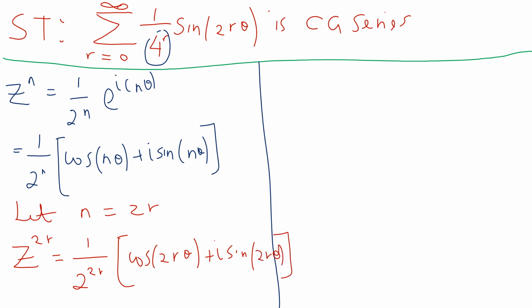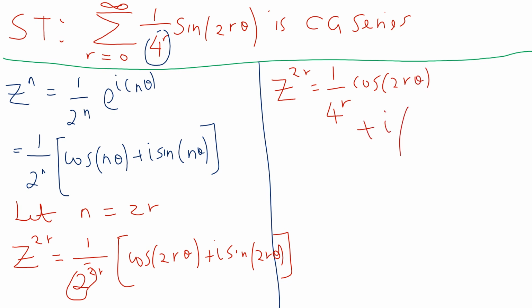Now let me distribute. Remember that I can also do this to have 4 before I raise it to the power r. Now let us distribute that. So we are going to have that z raised to the power 2r is equal to, I will distribute this 1/4 raised to the power r to the first term, and the first term here is cos 2r theta, then plus I times what? The very 1/4 raised to the power r sine 2r theta. Voila. Hope you're seeing something.